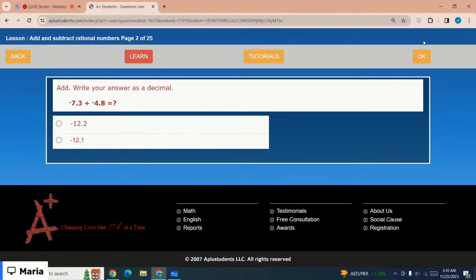Okay, the next one is add, write your answer as a decimal. So which is the correct option? Yes, they both are in the decimal form, so you need to simply add them, right? So start adding from the decimal portion. 8 plus 3 is 11, 1 and 1 carry. 7 and 4 is 11 and 1, 12. So the correct option is negative 12.1. Option number 2 is the correct option.